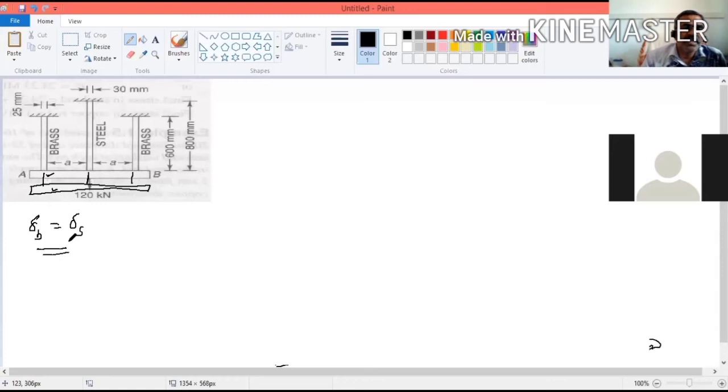Earlier also we found the same relation in compound bar. You can straight away take the deflections as same, if they are connected in parallel. Right, another relation. This relation is slightly different. Here there is a brass rod.